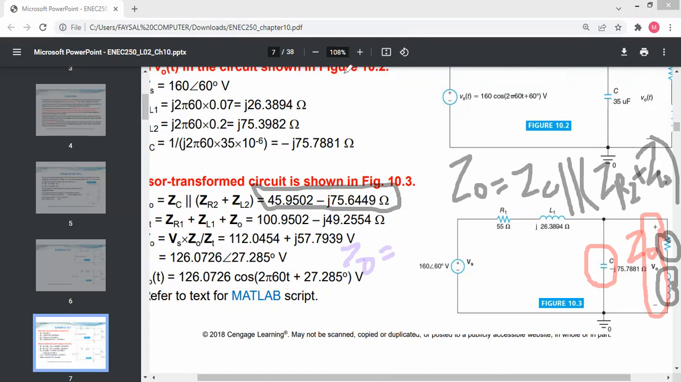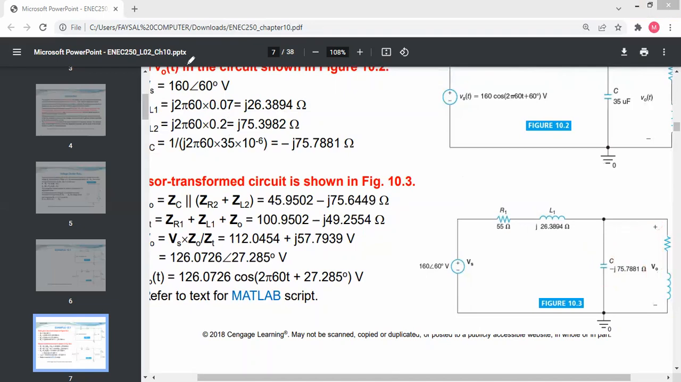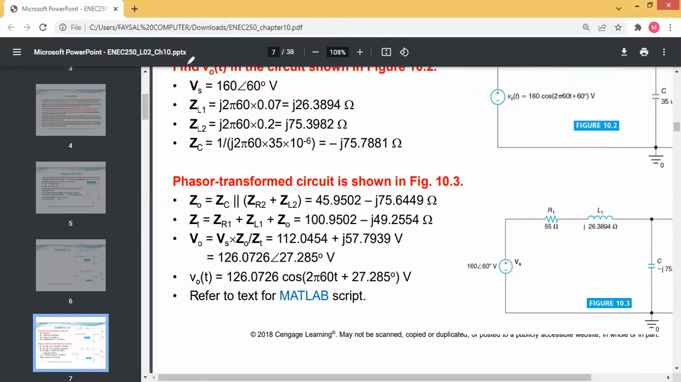So VC value, this is my VC value. Just give me 1 second. My VC value is this one. Yes, VC value is this one. VL value is this one, and I can solve simultaneously, and I can find the value.